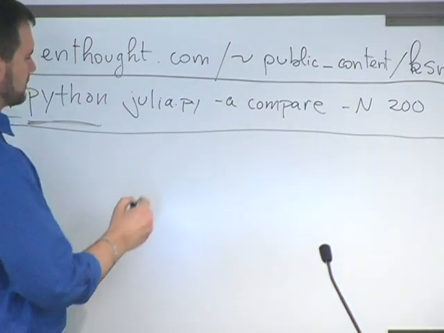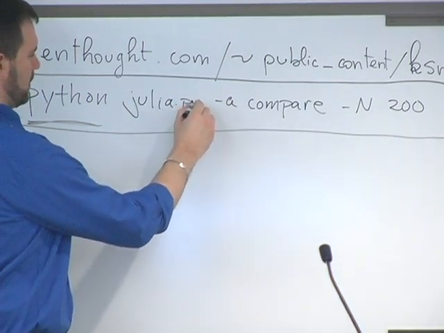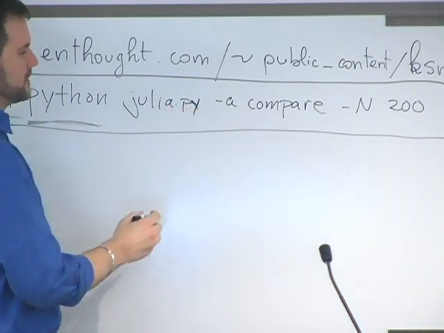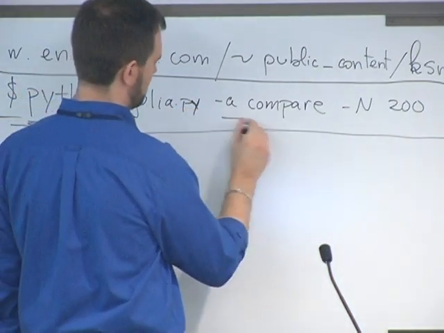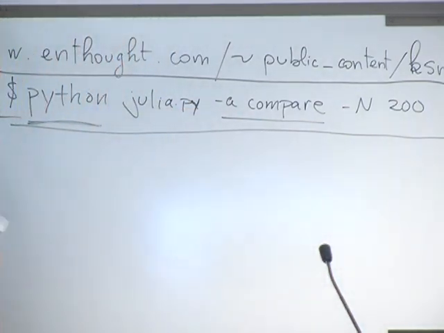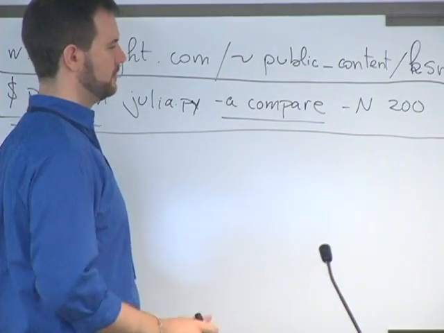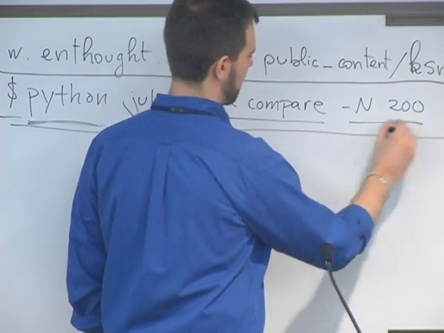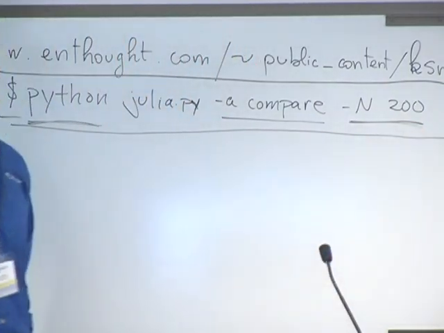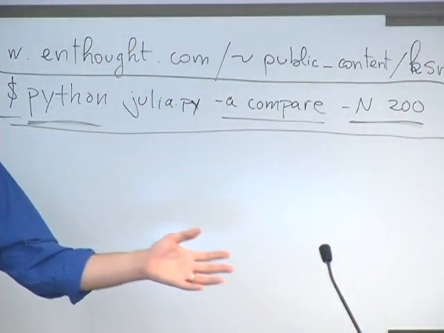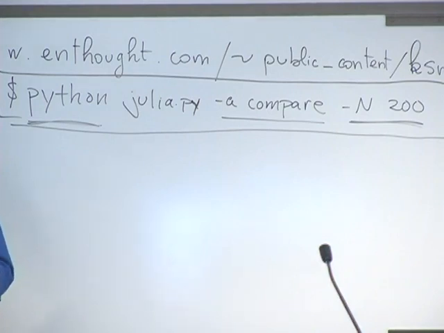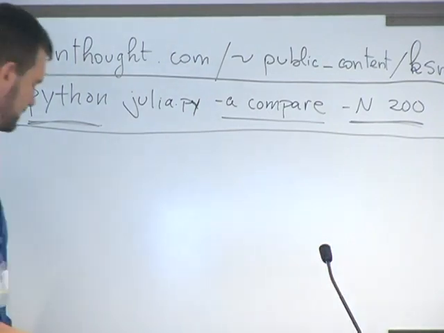and running the julia.py script, and -a compares the action that you want to take. So that's comparing all these different versions. And then -n200 is the number of grid points you're using. You can bump that up or take it down if you like. That allows you then to compare the runtimes of your version.